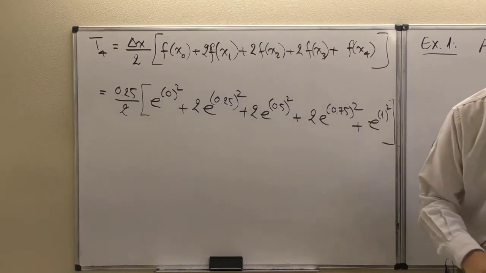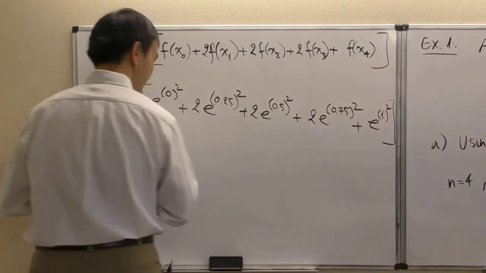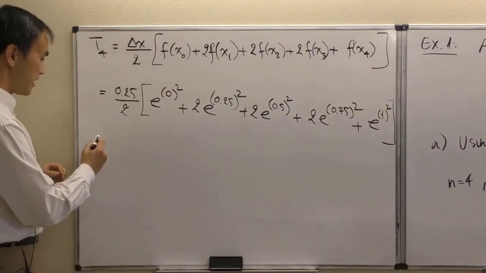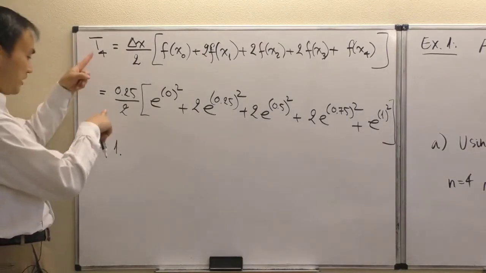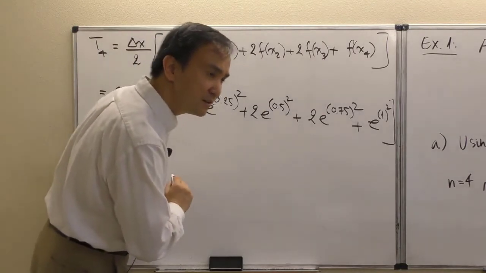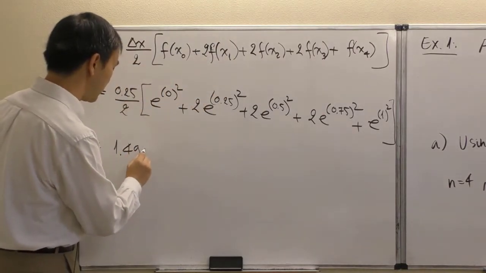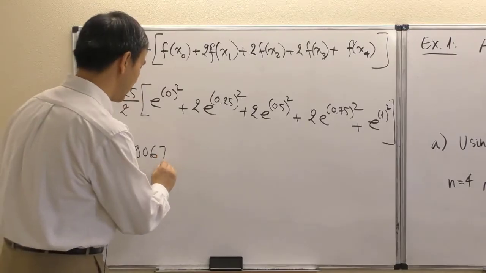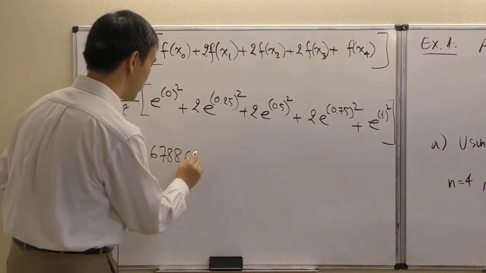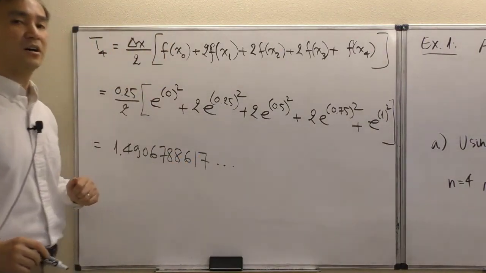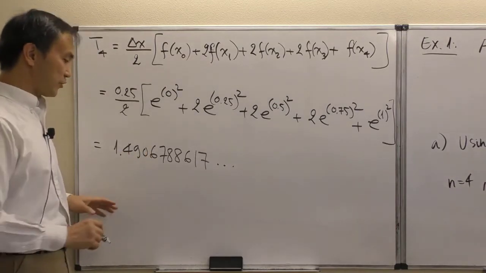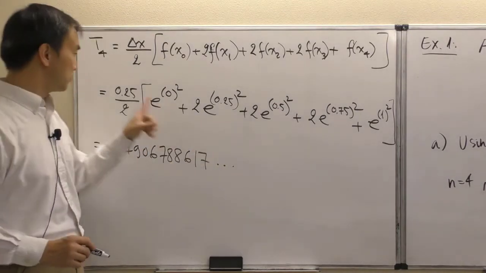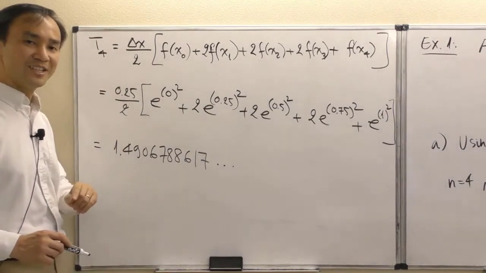All right, and so now I have the answer to be calculated together. It's 1 point, so this is T4 here, 1.49067888617, and a lot longer. Okay, so I used decimal as well to get that calculation value done, but this is the answer to T4. All right.